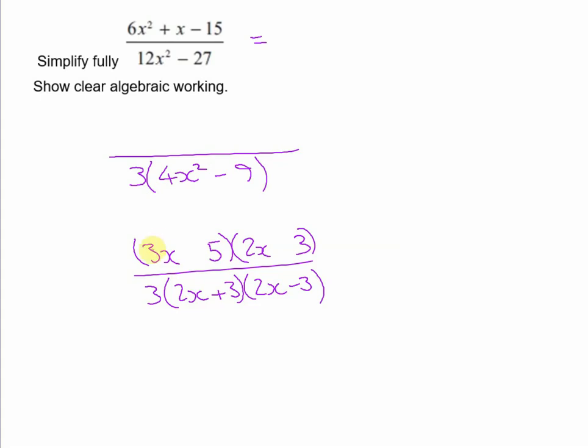Okay, play around with the outers and inners, so we're going to have 9 and 10. We need to make 1, so we have to have minus 9 plus 10. So we're going to cancel out these two, and we have 3x plus 5 over 3 lots of 2x plus 3. If you wanted to, you could put 6x plus 9 there, but I wouldn't bother.